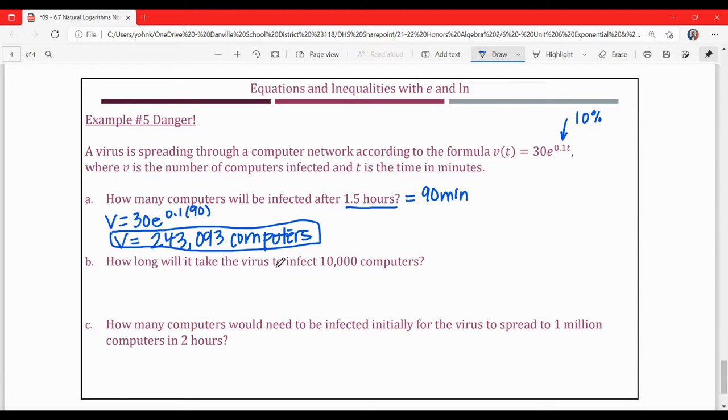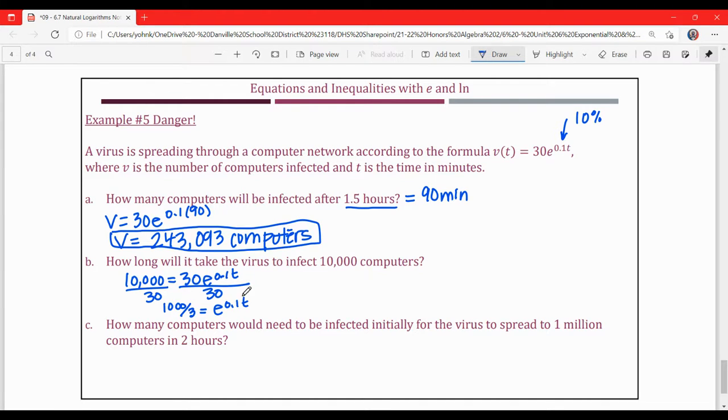How long will it take the virus to infect 10,000 computers? Okay, well now my V is 10,000. So 10,000 equals 30e to 0.1t. Well, first thing I need to do is get rid of the 30. So let's divide both sides by 30. Now, when I divide by 30, I get a decimal. So I'm just going to leave it 1,000 over 3 equals e to the 0.1t.